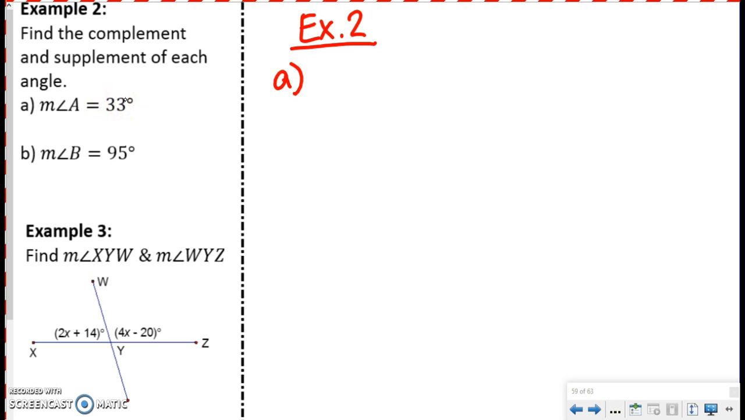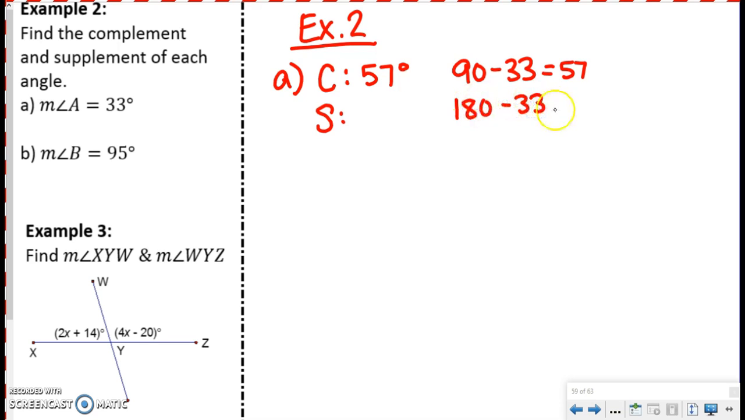Well, what do we know about complementary angles? Two angles that add up to what? 90. And so for the complement, we'll just use capital C so you don't have to write out the words every time. So then we would do 90 minus 33 in order to get the complementary angle, which is 57 degrees. So the complement of angle A has to measure 57 degrees. And then the supplement, remember that comes from supplementary, which are two angles that add up to 180. So 180 minus 33, and that comes up to be 147. So the supplement of that angle is 147 degrees.